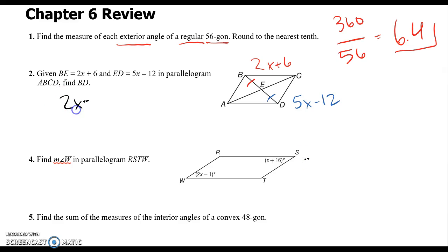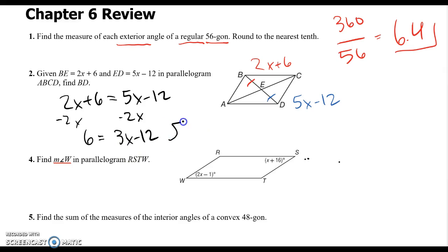So 2x plus 6 equals 5x minus 12. Okay, and then we can solve for x. Subtract 2x from each side. Try to get all the x's on one side. So it was 6 still on the left-hand side, and 3x minus 12 on the right. We're going to add the 12 to each side to get the x's by themselves. Let's skip the step, and it's going to leave us with 18 equals 3x. And the last step, to get the x by itself, we have to divide by 3 on each side, and x will be equal to 6.